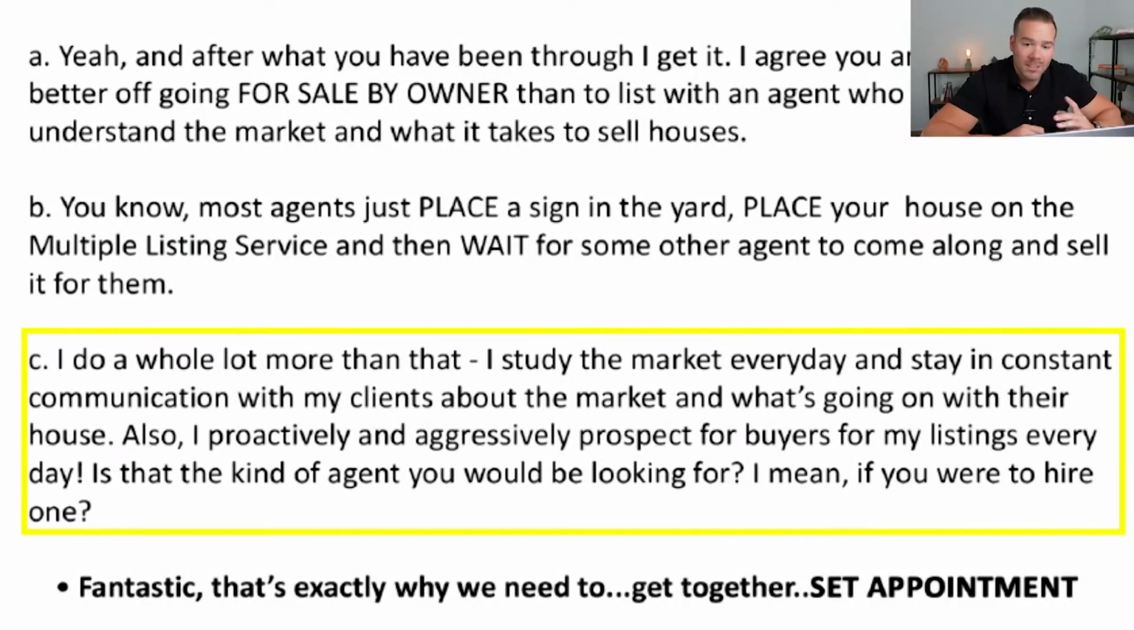This is gold, because most expired listings will say to you that their last agent didn't do anything. So when you're calling out their experience with their last agent, that's good for you. I do a whole lot more than that. I study the market every day and stay in constant communication with my clients about the market and what's going on with their house. Also, I proactively and aggressively prospect for buyers for my listings every day. Is that the kind of agent you're looking for? I mean, if you were to hire one, of course that's what they're looking for. Great leading question. Fantastic.